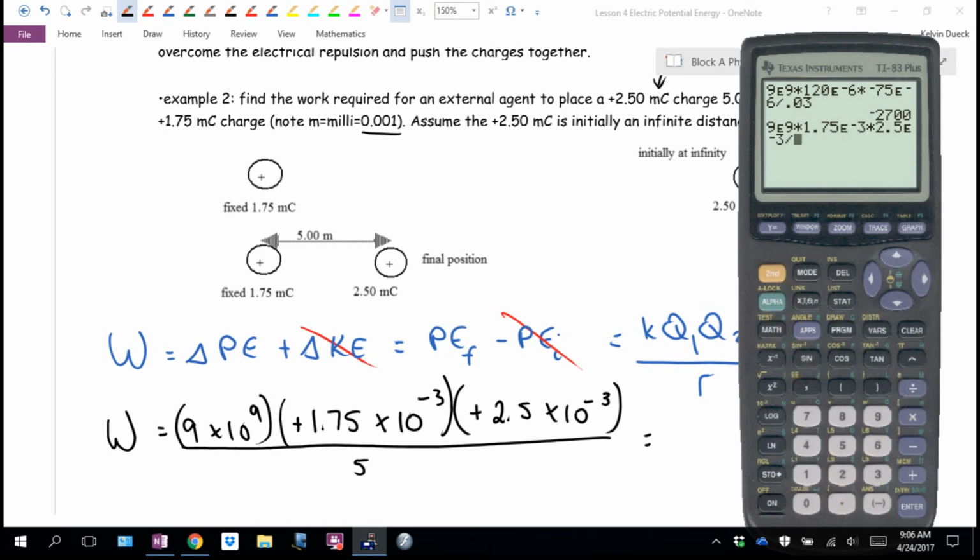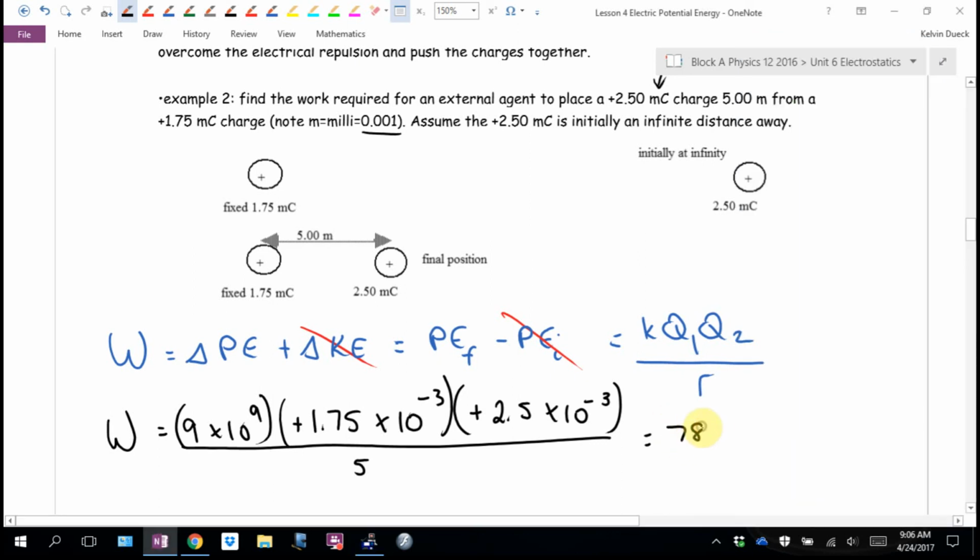I'm expecting actually a fairly big energy here. Although 5 meters, we're not getting very close. Remember last question, we got 3 centimeters away. The closer you get, the stronger the force, right? You get 7875? I'll go 7880. And that's joules.